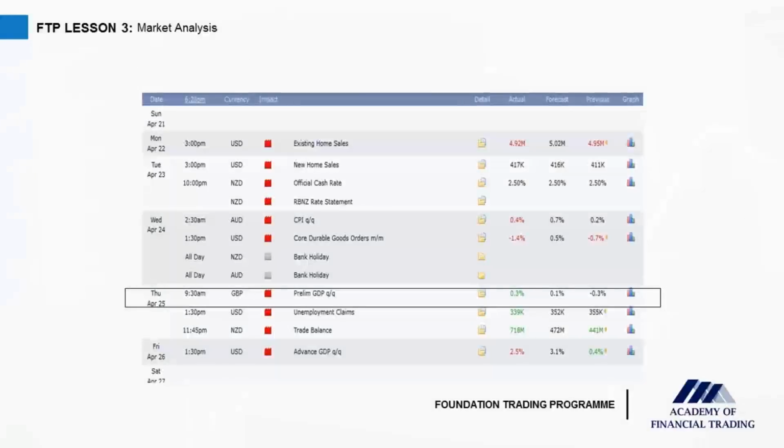So let's have a look at another example. This is again a British pound. It's going to affect the British pound, and it's again another prelim GDP figure quarter on quarter.